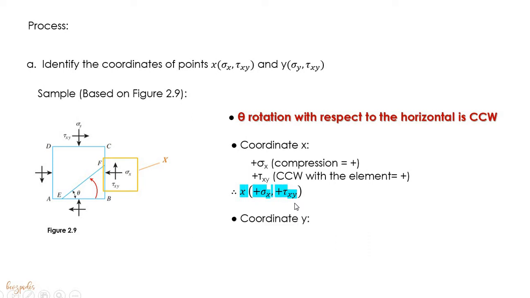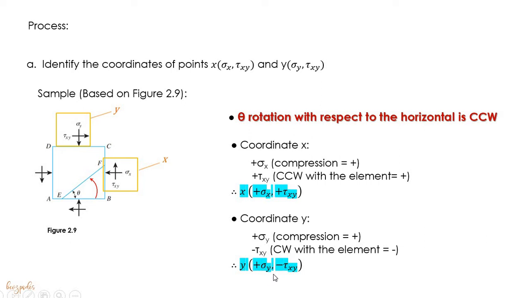Therefore, the coordinates of point x is simply positive sigma x, positive tau xy. Next, we have to check the coordinate of point y. The coordinate of point y is simply the normal stress acting along the y-axis and the shear stress acting on this side as well. So this is your point y. We observe also that sigma y is compression, therefore it is positive, and the direction of the shear is clockwise, opposite to the direction of the angle of rotation here. Since it does not follow the same direction as this angle, it is negative. Therefore, our point y is positive sigma y and negative tau xy.